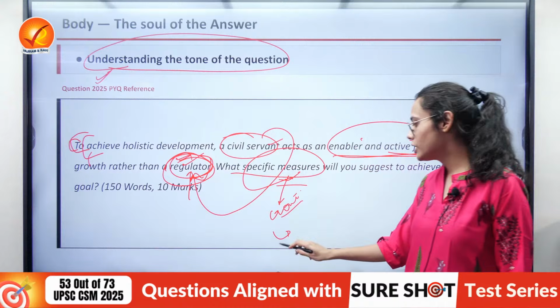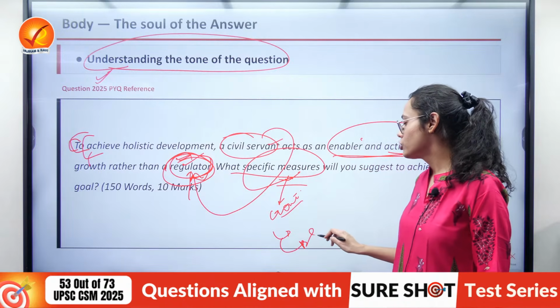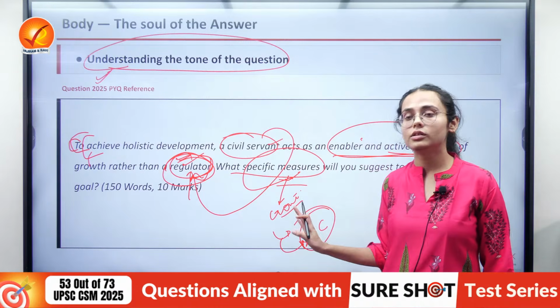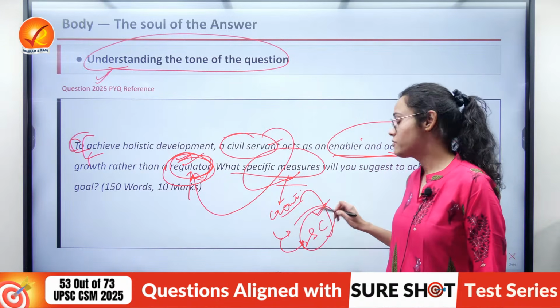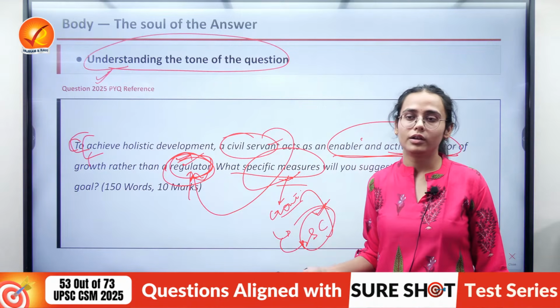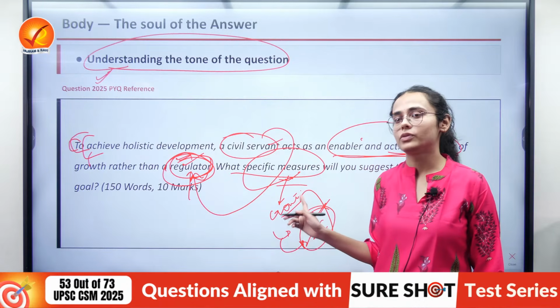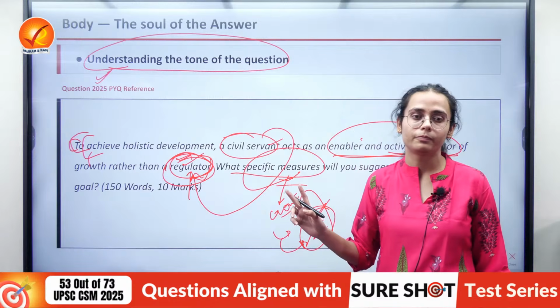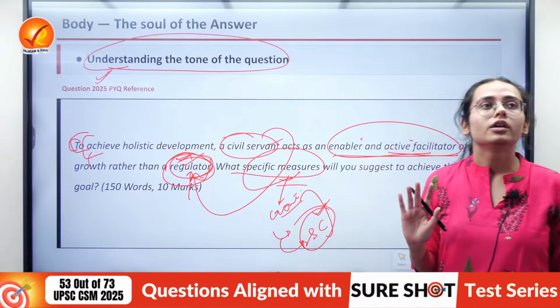Or you can use, if there is any Supreme Court judgment that you can use, because they have still not implemented it. But you cannot write the government measures. You have to use your way forward. There is a difference between way forward and government measures. So be sure of that.